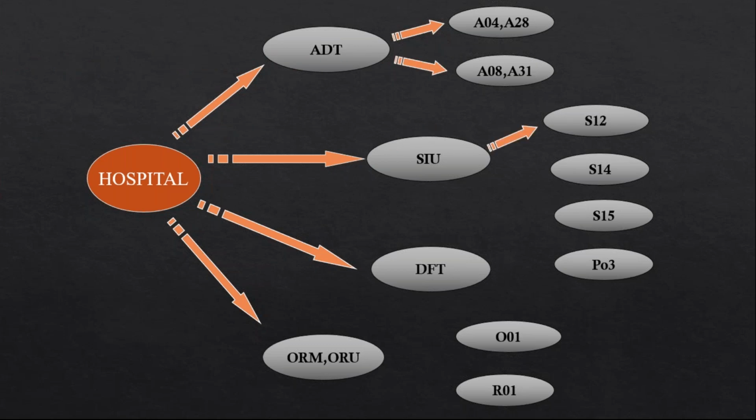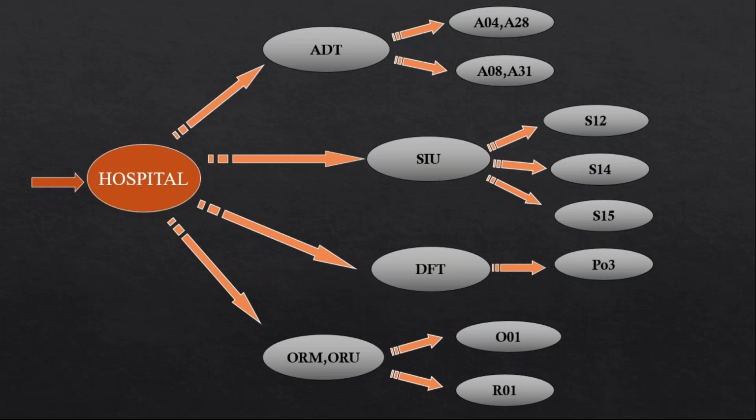And for SIU, we have three events: a new appointment scheduling, update of existing appointment, and cancellation of an appointment. So new appointment is indicated with S12, existing appointment update will be indicated as S14, and cancellation of appointment will be indicated as S15. And then DFT is represented as P03. DFT will have P03 event type.